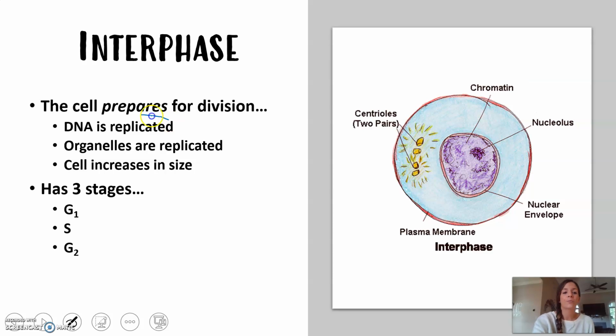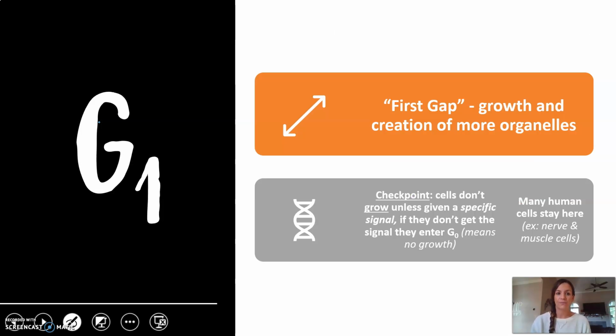All right, so interphase. This is where the cell is preparing for division. So it's not dividing here yet, it's just preparing. And to prepare, there's 3 different stages that the cell has to go through. And some really important things happen at each stage. All right, so first stage is G1. G1 is also known as the first gap, and this is where the cell just simply grows and it creates more organelles. So if a cell is going to divide in half, it can't have half the number of mitochondria, half the number of Golgi, half the number of ribosomes, because then it won't be functioning at an optimal level. So it needs to create more organelles first.